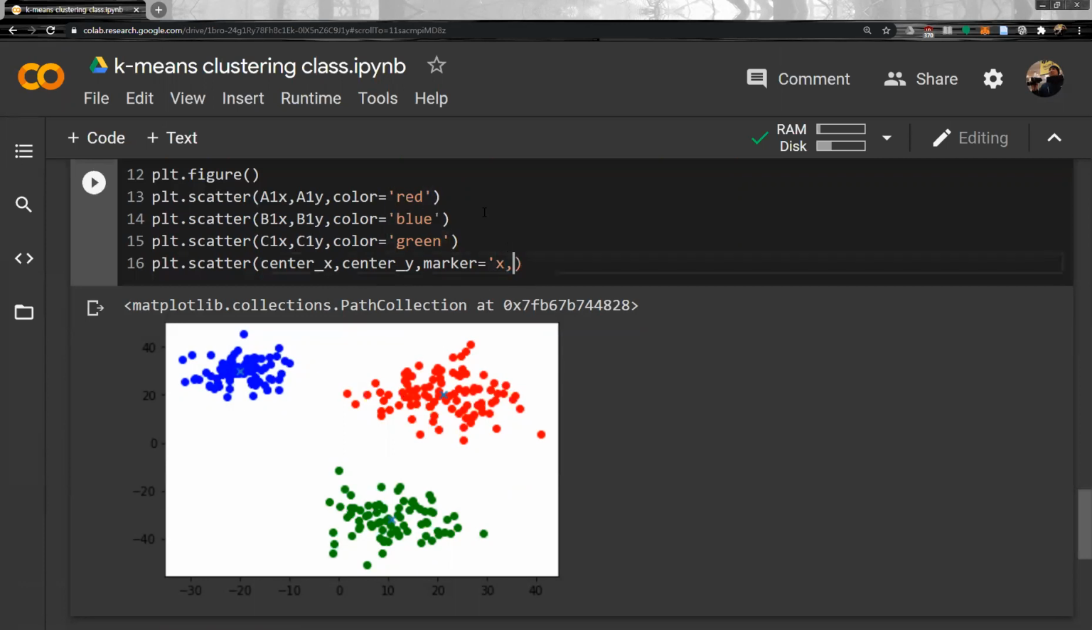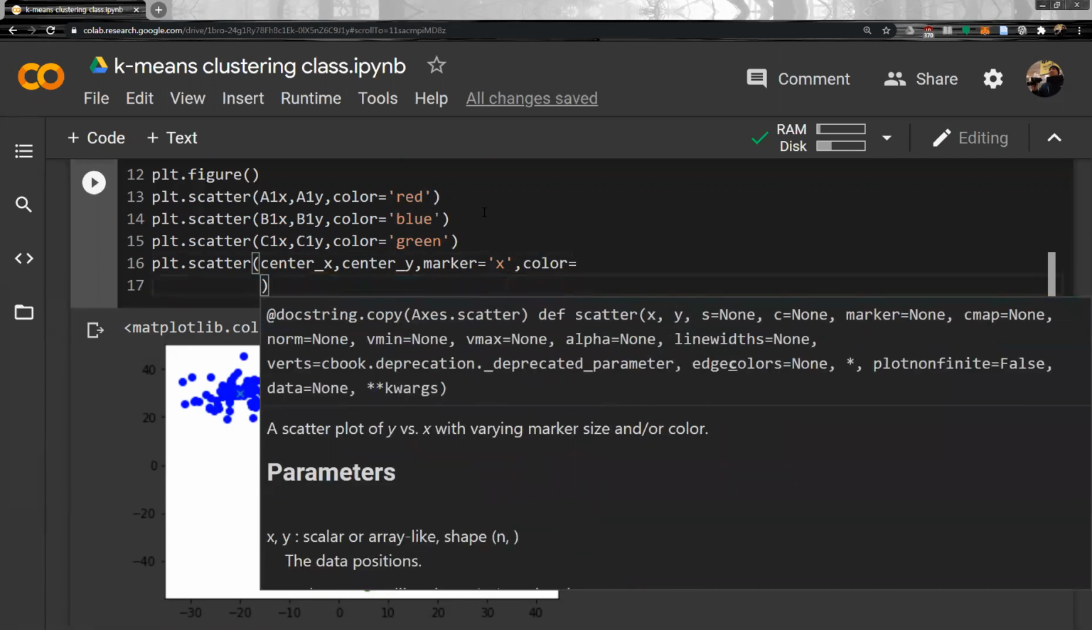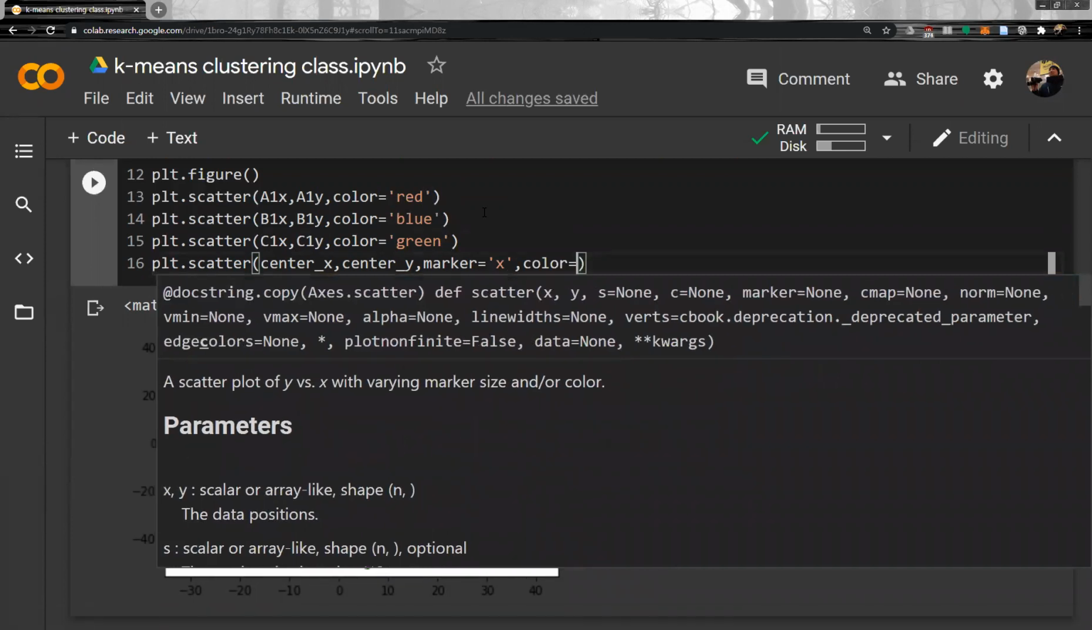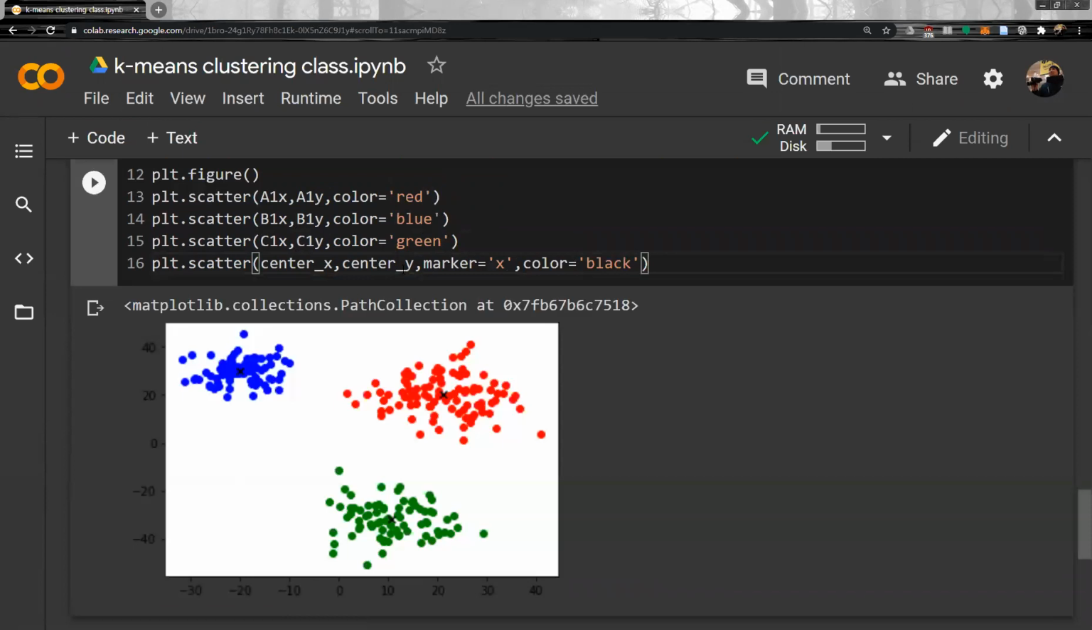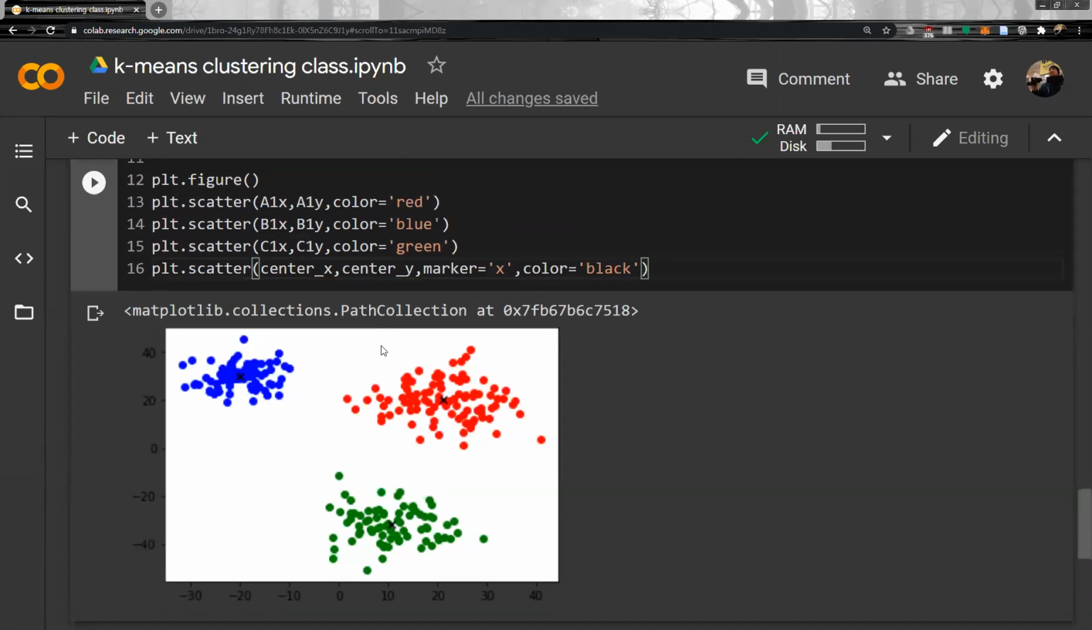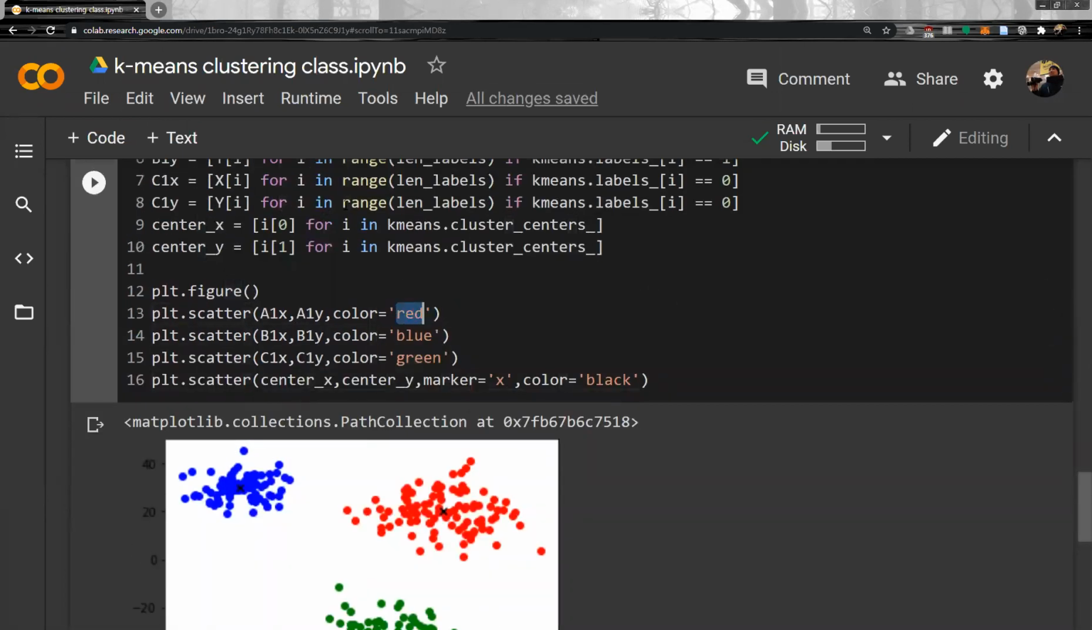marker, and then let's make color black. Oh, sorry. Color is black. Yeah, we have X, but they are too dark. So let's make it a light one. So instead of red, let's say pink. Instead of blue, we have, and then instead of green, let's have lime.